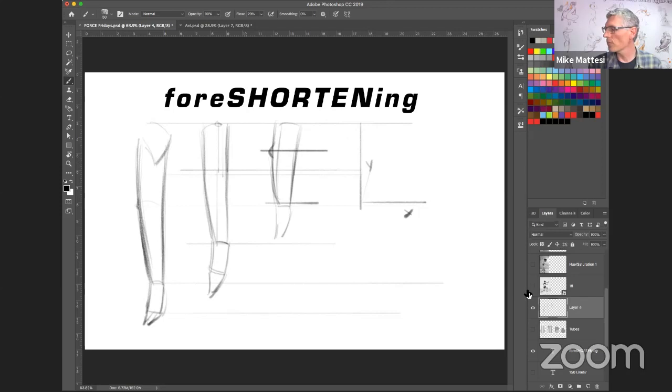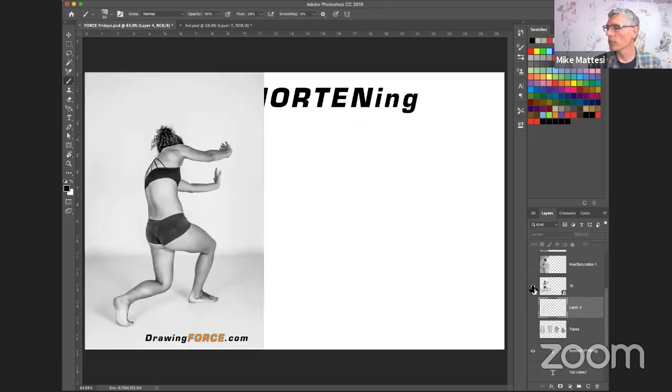So I tried to grab some photos to show what this might look like, right? So here's a photograph from the photo library at drawingforce.com. And normally what I see students do here, I'm just going to quickly sketch in the model's body.